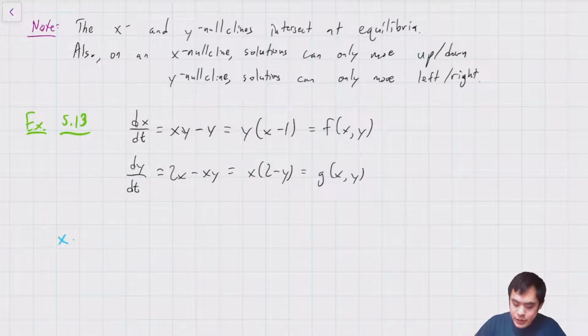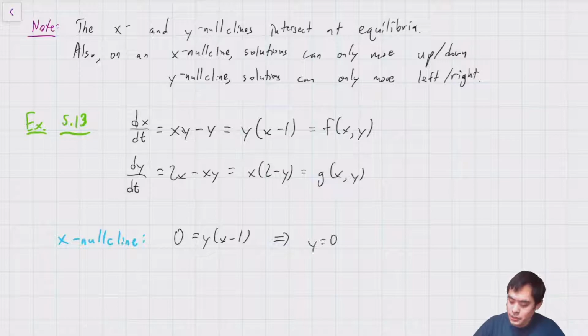Okay, so what's our x nullcline? Let's do this in blue. So that's when dx/dt is equal to 0. So 0 is equal to y times (x minus 1), which implies that y is equal to 0 or x is equal to 1. Note that all of this is two different lines. This is all just the nullcline, the x nullcline. So it's just a single thing because it's the set of all those points.